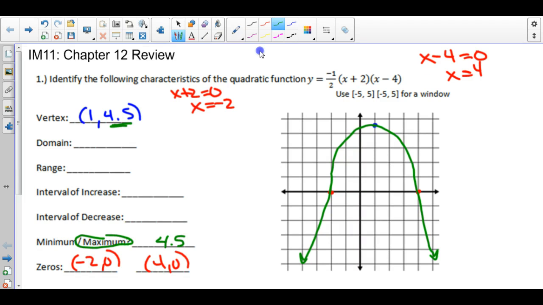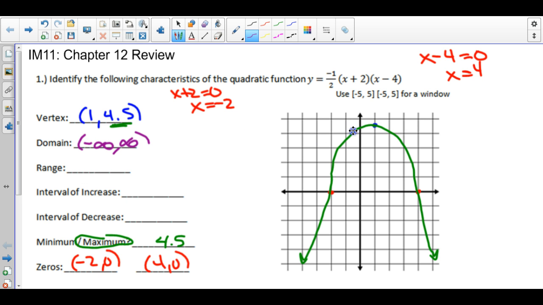And now we start talking about intervals. So the domain is basically all of these x values starting from all the way on the left. For every x value you're going to have a y value, so that's why it's from negative infinity to positive infinity.